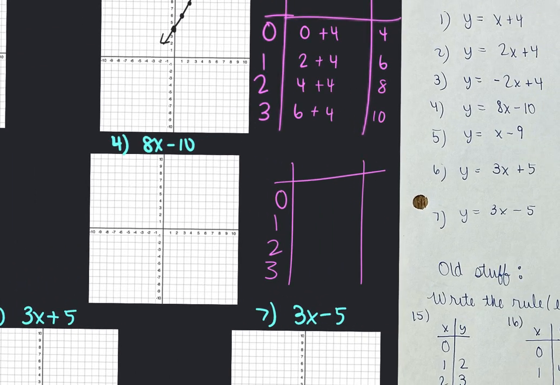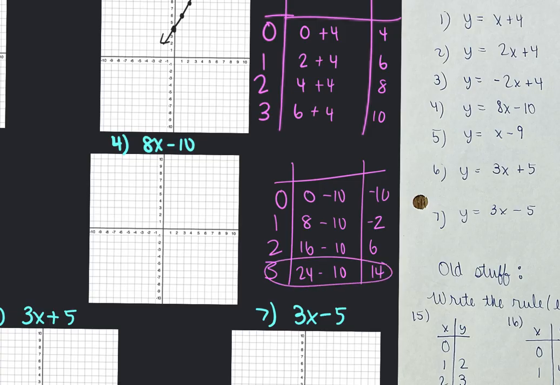Question 4. 0 times 8 minus 10. 1 times 8 minus 10. 2 times 8 minus 10. 3 times 8 minus 10. I can already tell you this one's going to go off my graph, so I'm not going to have space for that one. 0, negative 10. 1, negative 2. 2, positive 6. 3 would be at 14, and I don't have space for that one.